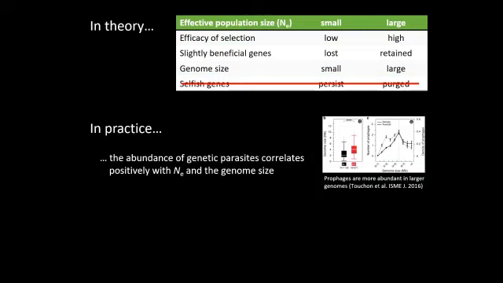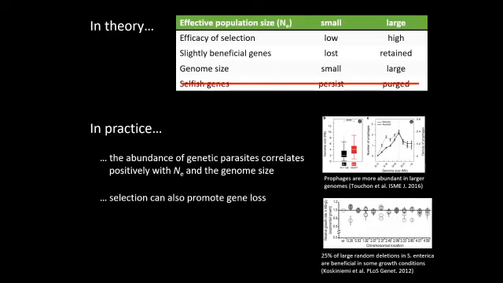We see that they also correlate in abundance with genome size and in theory with strength of selection. So the more efficient selection is, apparently the more selfish genes you have. This is something weird. What's going on here? We'll see. It's also been found in experiments that selection can promote gene loss. So sometimes selection does not help you keep genes that could be beneficial, but it helps you remove those genes that are not possibly useful at that particular time.